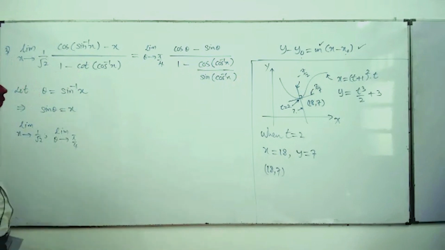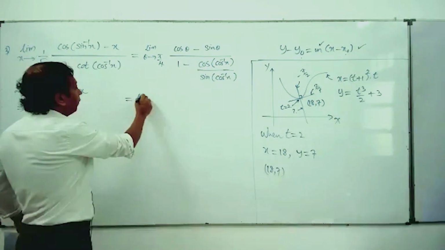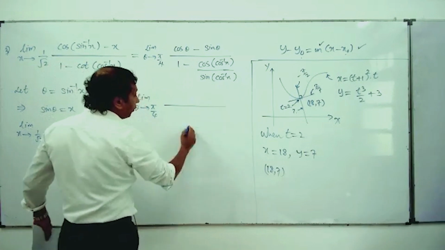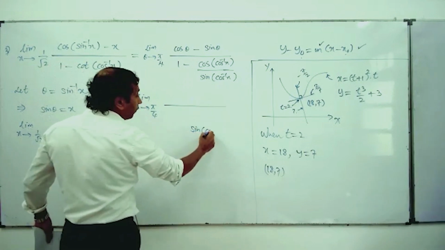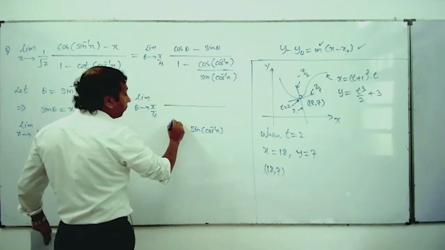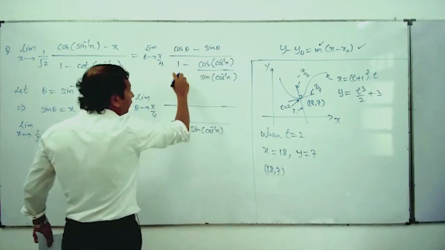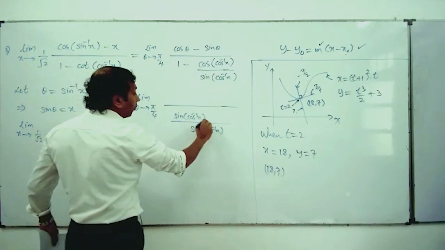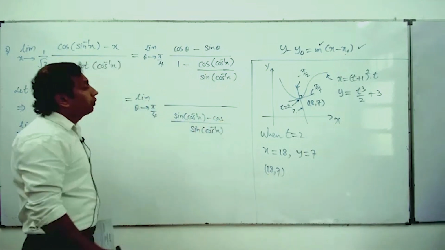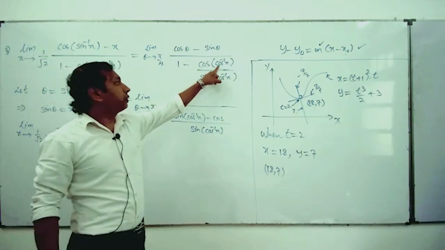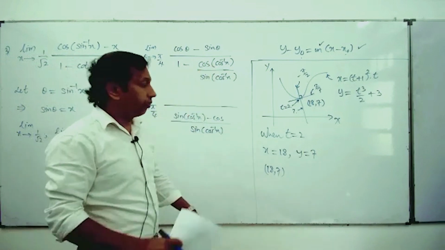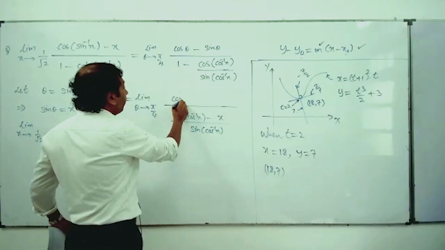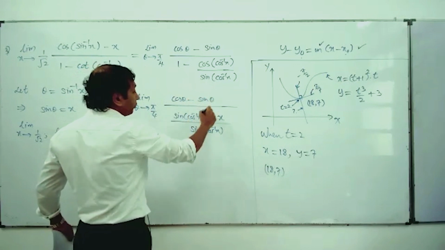Now you can take limit theta going to pi by 4. Here we can take common denominator as sin cos inverse x. Then this comes here sin cos inverse x minus cos inverse x. So what is cos inverse x? Cos inverse x means x, right? This is x. And here we have cos theta minus sin theta. Right.